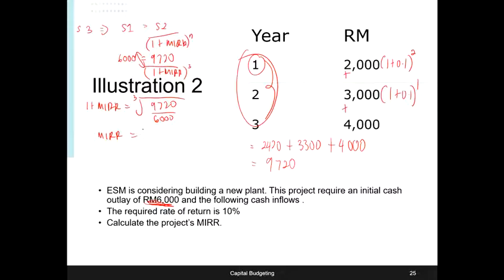Okay. So MIRR will be, so you will get 1.1745. Then this one shift over here, minus with 1 will be 0.1745, and MIRR will be 17.45%. So 17.45 is more than 10%. Therefore, ESM should accept the project, should build a new plant, because MIRR is higher than the required rate of return. Okay.